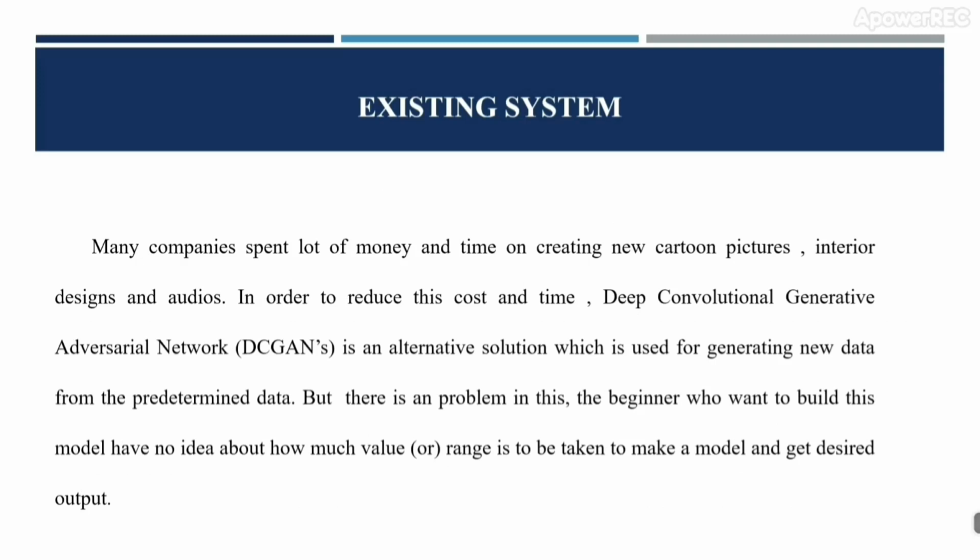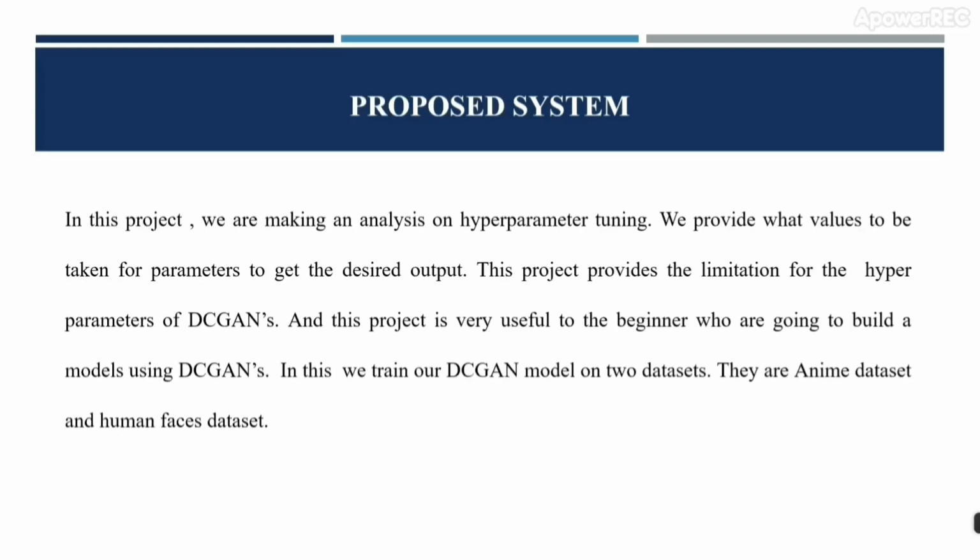Now let's see the existing system. The output of the DCGAN mainly depends upon the hyperparameters used in these models. Beginners who want to build this model don't have any idea what values or what range should be taken to get the desired output. In this project, we provide the limitations, that is, what range should be taken to get a better result. We are training this model on two datasets, the anime dataset and the human face dataset, and the remaining part will be continued by Sushmitha.